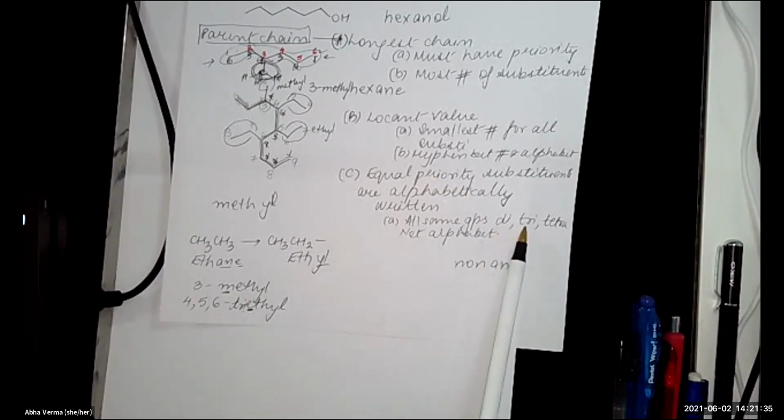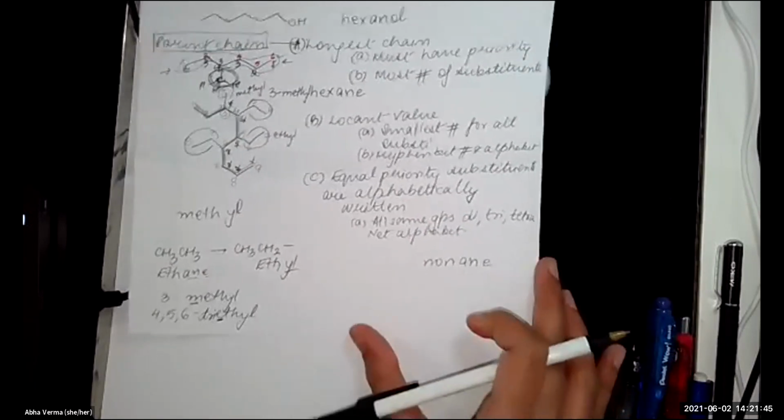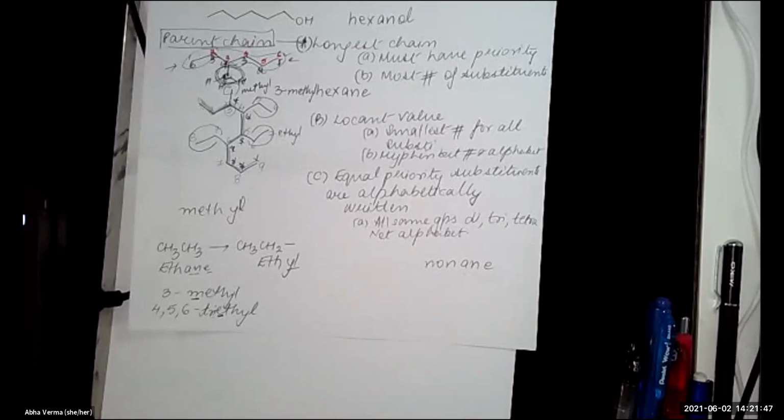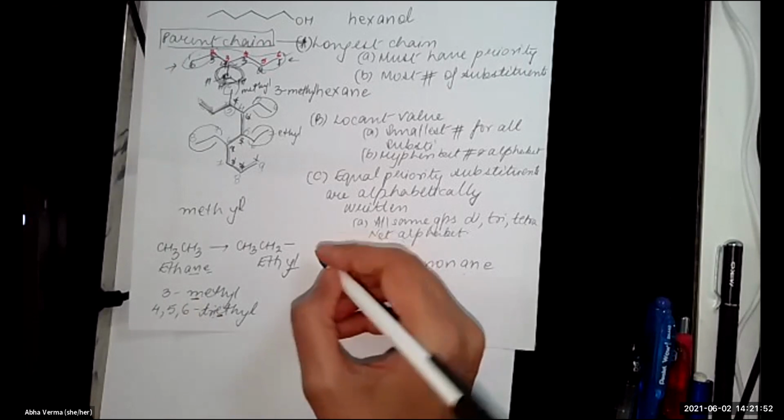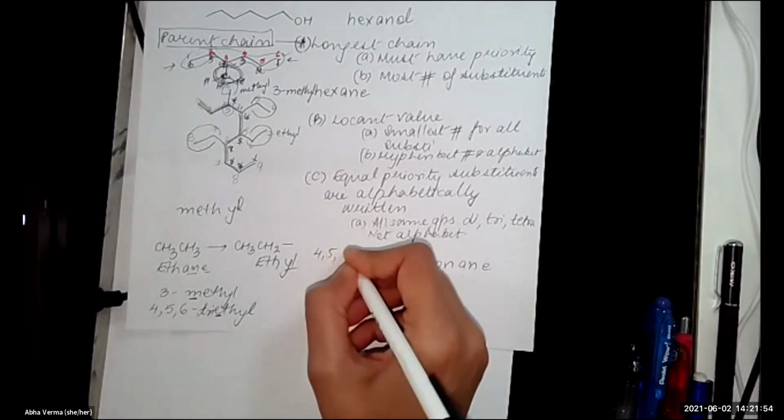Are we considering the di, tri from the same number of groups? No, we are not. We're just focusing on the actual root of the word. So if you sing A, B, C, D, E comes before M. So I'm going to write 4,5,6.